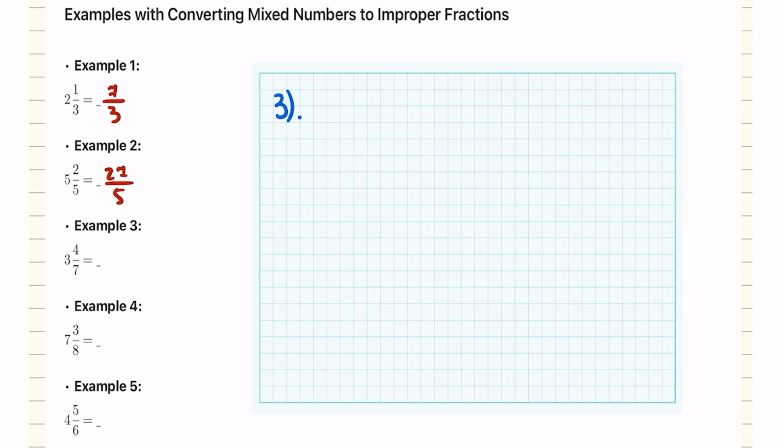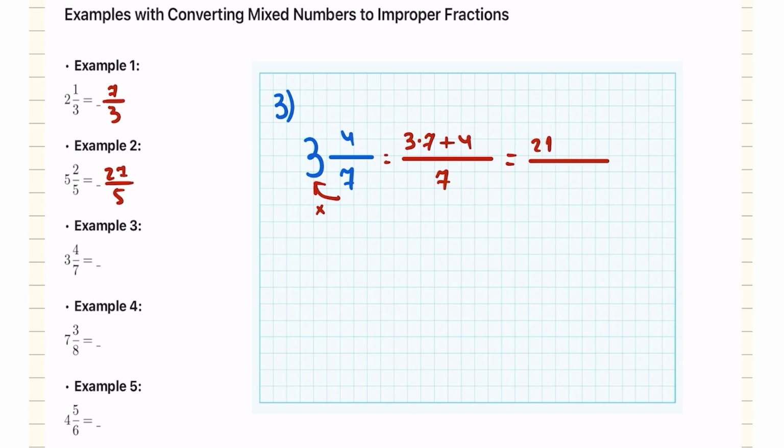Now number 3. 3 and 4 over 7 equals. 7 times 3, the whole number multiplied by denominator, plus numerator, the top part, and the bottom part stays the same. Now we need to simplify this. 21 plus 4 over 7. This is equal to 25 over 7.